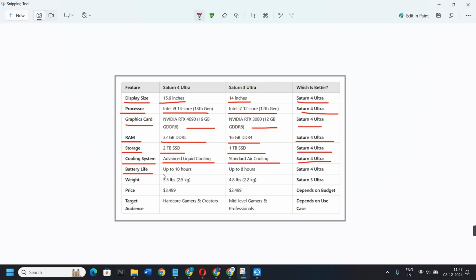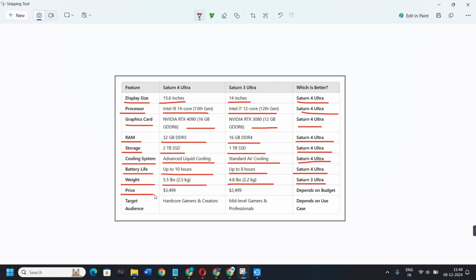Now let's look at the battery life. Up to 10 hours is provided by 4 Ultra and up to 8 hours is provided by 3 Ultra. So the winner is 4 Ultra. Now let's look at the weight. 5.5 lbs 2.5 kg weight is provided by 4 Ultra and 4.8 lbs 2.2 kg is provided by 3 Ultra. So the winner is 3 Ultra.